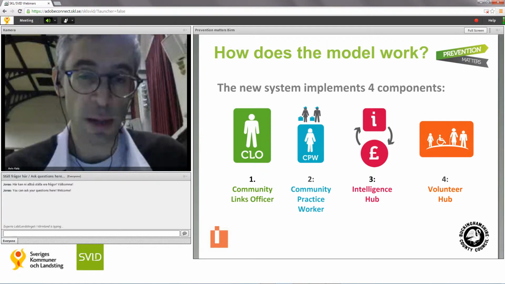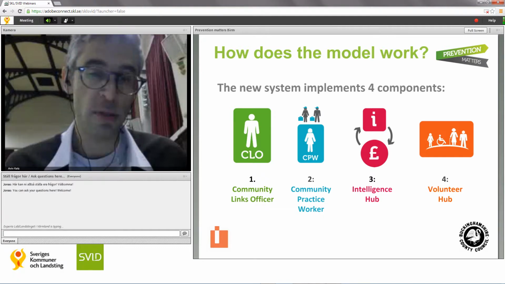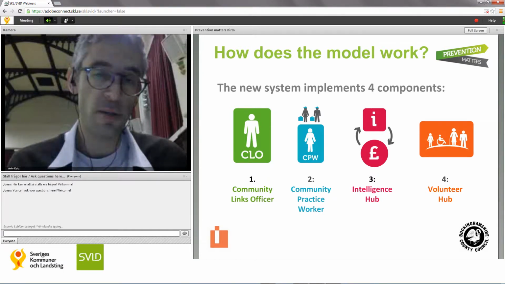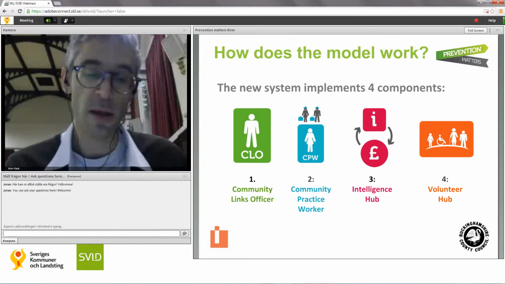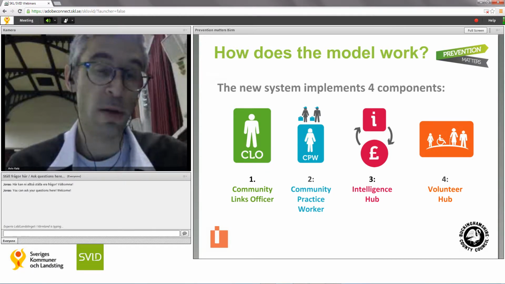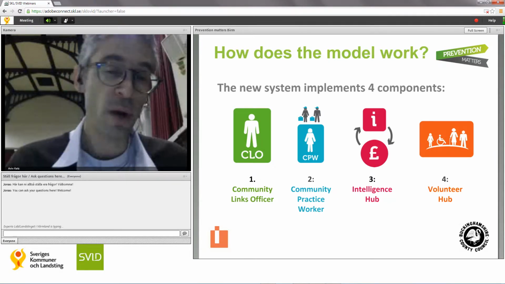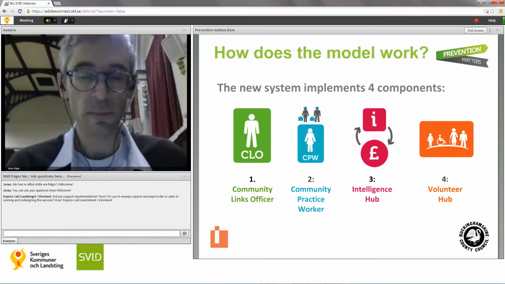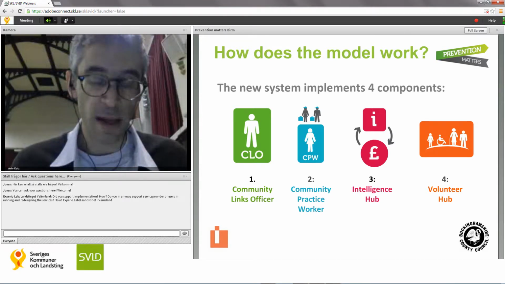Next along is the Intelligence Hub. The Intelligence Hub is really the most important thing that will make this program sustainable, because as I mentioned earlier, there is £4 million. That's supposed to last for 3 years of running this, and most of the cost is spent on number 1 and number 2, the CLOs and the CPWs. But what happens when the money runs out? Will commissioners know where to spend money on prevention? Will they know whether some of the activities that they're currently funding are working better than others?